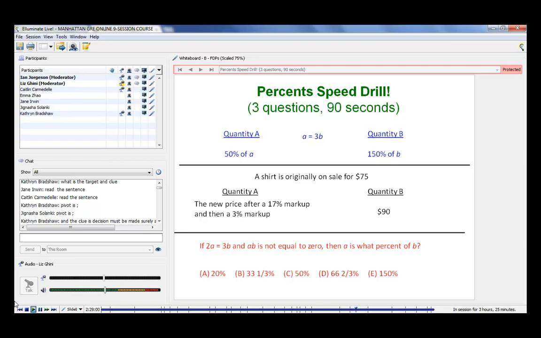You're locked on moderators only. Oh, let me fix that. Okay, sorry about that, Caitlin.